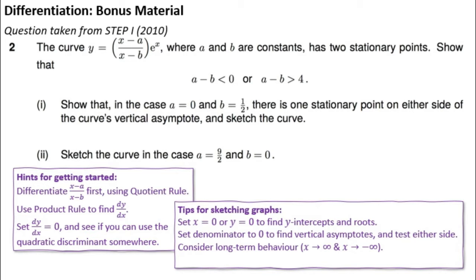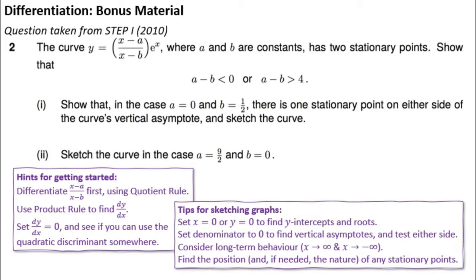Doesn't matter how big or small e to the x is trying to be, if the other bit of it causes it to blow up to infinity or to shrink down to 0, then that's what the function is going to do. And finally, find the position of any stationary points. These give the added detail to a graph that is essential really for understanding exactly what's going on.